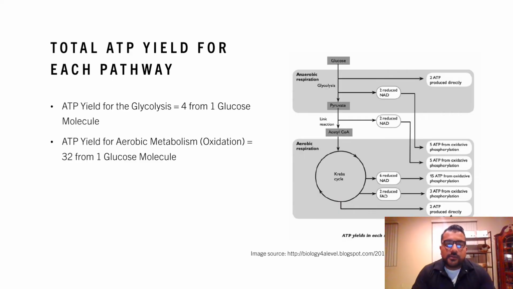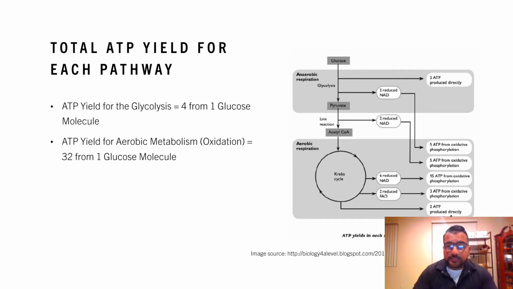So looking at the total yield for each pathway, we do know that the ATP yield for glycolysis is actually 4 from one single glucose molecule. The reason is that when 2 ATP molecules are consumed, it helps produce 4 ATP. Not only that, but it also produces 2 NADH as well as 2 pyruvate as a result of the anaerobic respiration.